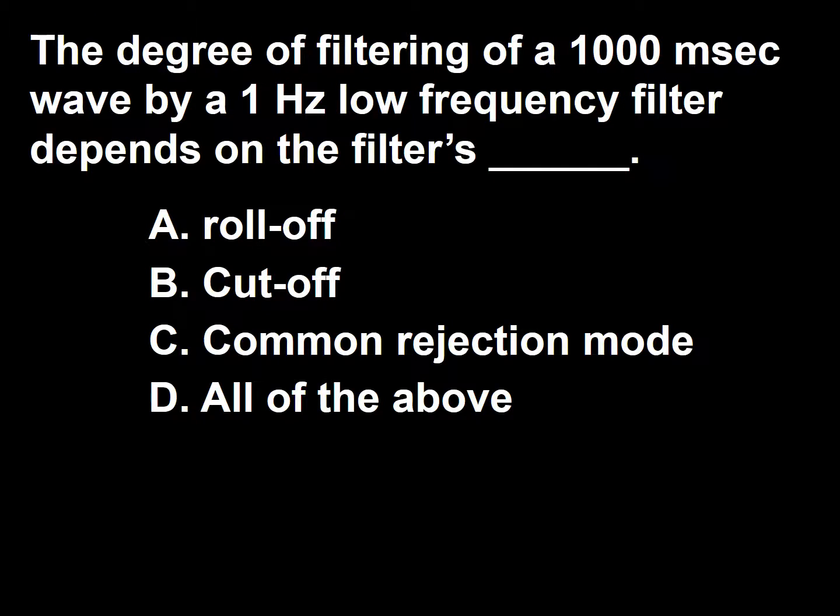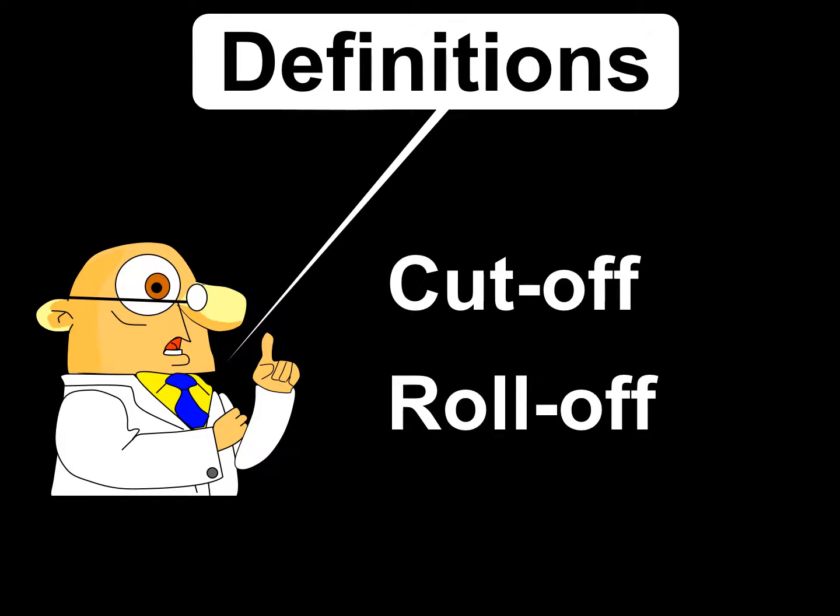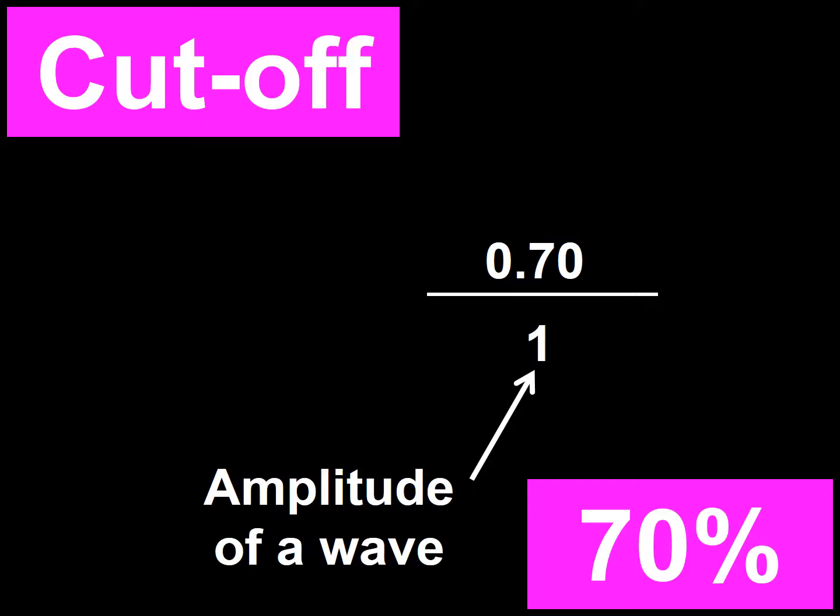Next question. The degree of filtering of a 1000 millisecond wave by a 1 Hz low frequency filter depends on the filter's A, roll-off, B, cutoff, C, common mode rejection, D, all of the above. In order to understand how filters work, we must define two concepts: cutoff and roll-off. The cutoff of a filter labels the filter as high or low frequency filter.